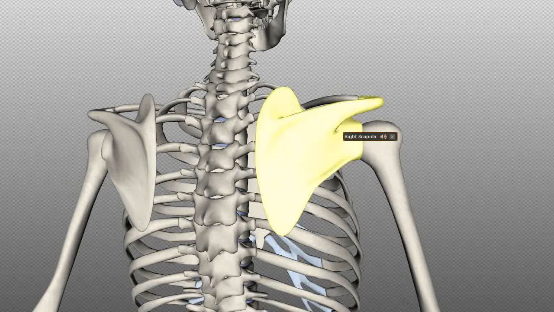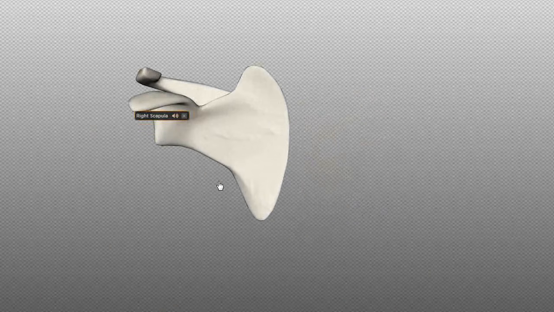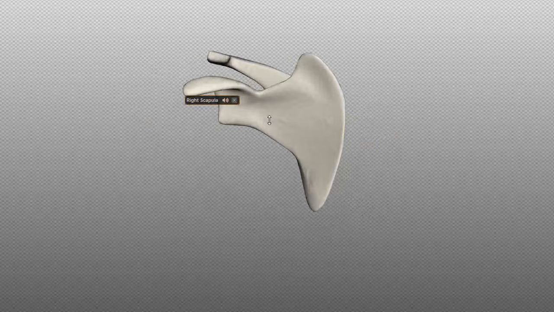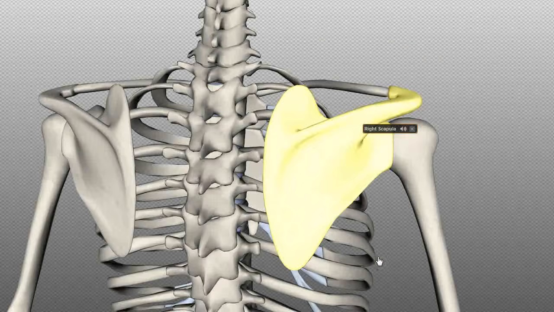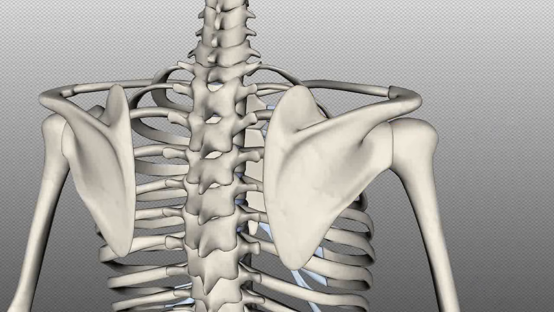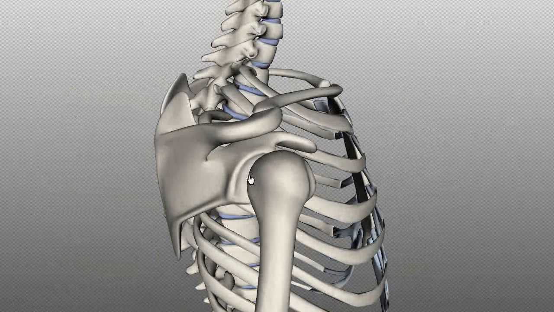On the anterior surface, you've got a fossa called the subscapular fossa, because it's underneath the scapula. So three fossae. I mentioned before this other fossa here, which articulates with the humerus. This is called the glenoid fossa, and this is the point of articulation with the humerus, which is the bone of the upper arm.